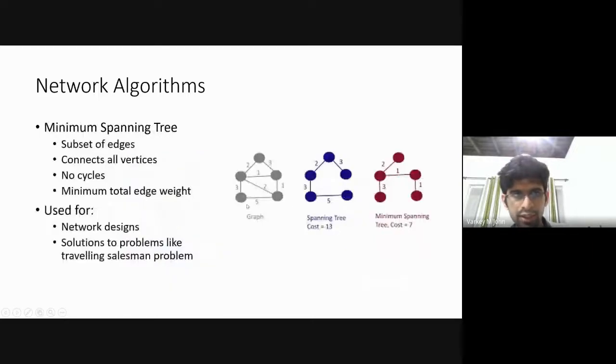And then there is the minimum spanning tree. It's basically a subset of the edges which connects all the vertices, and there are no cycles in it. If this is a graph, this is one spanning tree, with no cycles. But the minimum spanning tree is the one that has the least cost. This one is 3 and 5, while this is 1, 1, 3, and 2. That is lesser, so that's the minimum spanning tree. It's used for network device designs, and to solve problems like the traveling salesman problem.